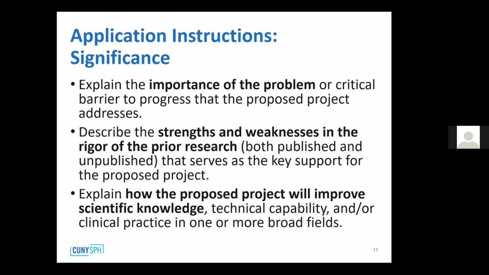So first, we're going to look at application instructions for significance. Pay attention because the next slide is the scoring criteria, and you'll see how closely they track each other. Explain the importance of the problem or critical barrier to progress that the proposed project addresses. Describe the strengths and weaknesses in the rigor of the prior research, both published and unpublished, that serves as the key support for the proposed project. Explain how the proposed project will improve scientific knowledge, technical capability, and/or clinical practice in one or more broad fields.